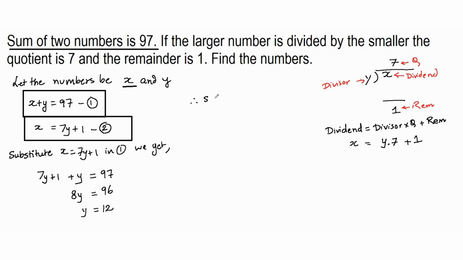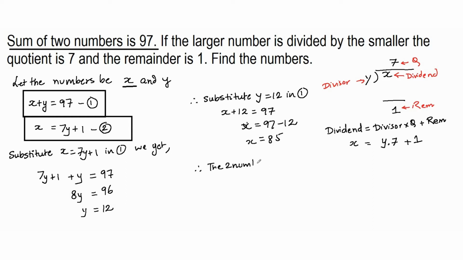I can now substitute y as 12. So substitute y equal to 12, say in the first equation, and we get x plus 12 is equal to 97, which basically means x is equal to 97 minus 12, which is 85. And therefore the way I would write the solution is the two numbers are 85 and 12, right? These are the two numbers.